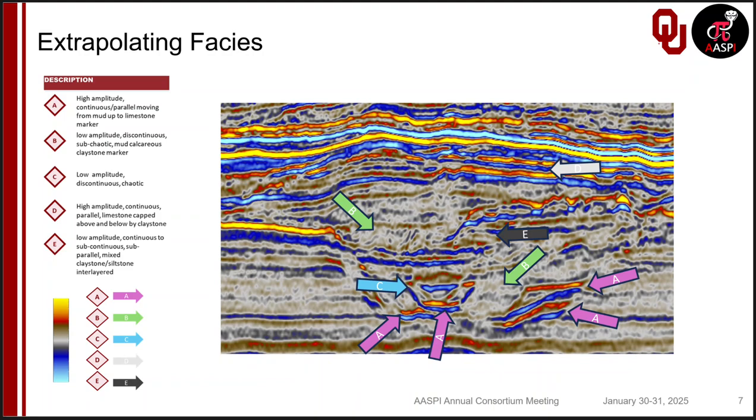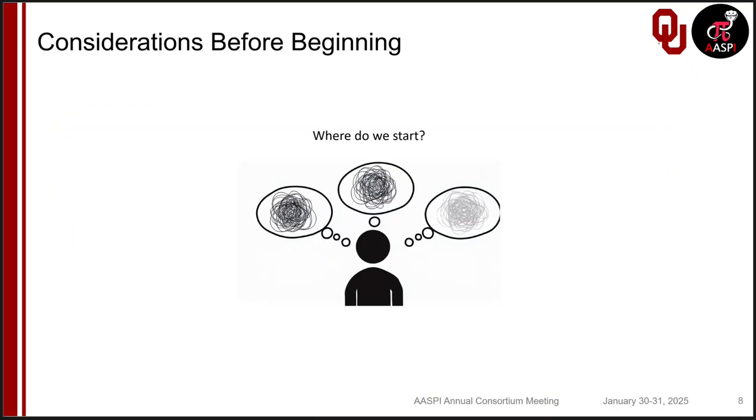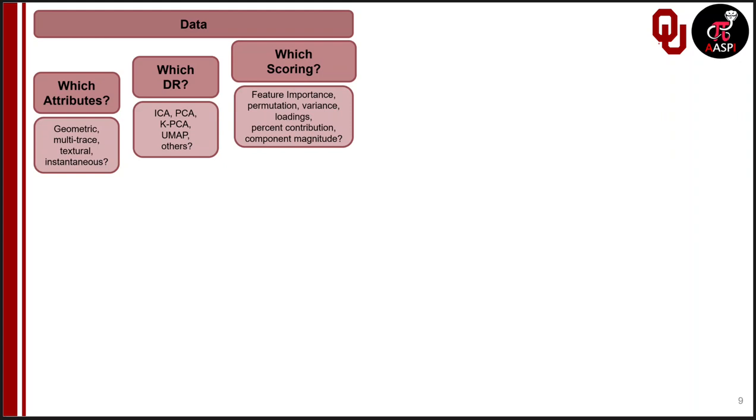Okay, so now that we've looked at the information that we have, we want to start bringing in that next step, thinking about the machine learning part. But where do we start when we have all of this data to look at? So initially, we've got our data. So we've got to figure out what attributes we want to look at in our seismic.